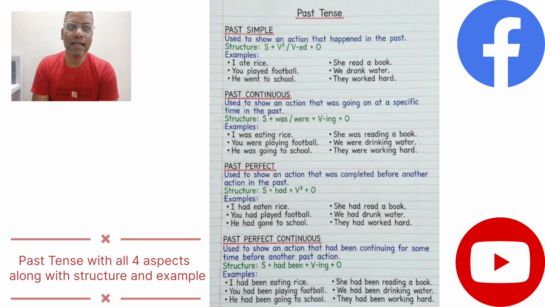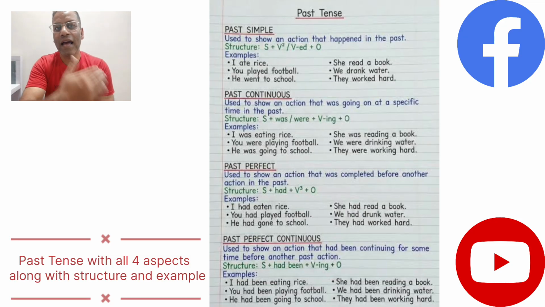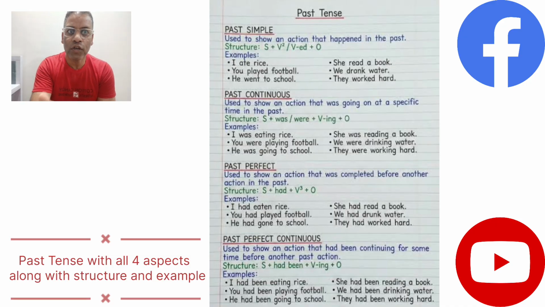This is the tense that helps us to show an action that was going on at a specific time in the past. Okay, and as with the present continuous, past continuous at the same time helps us to talk about any action that's being performed at the time of speaking. So since this is the tense of the past, this action has been done at the time of speaking, but that too in the past.